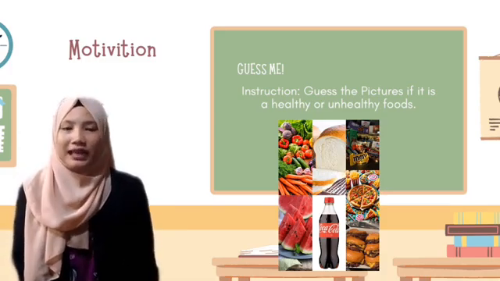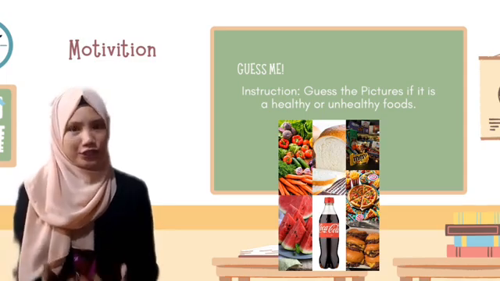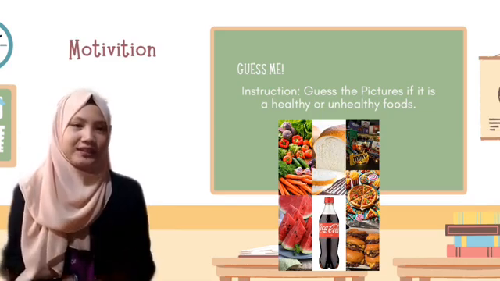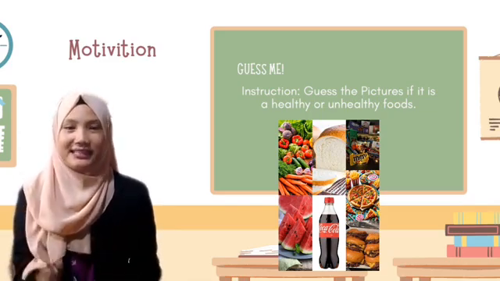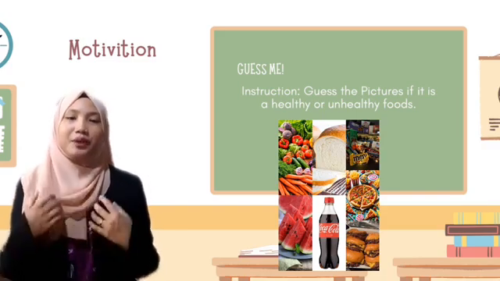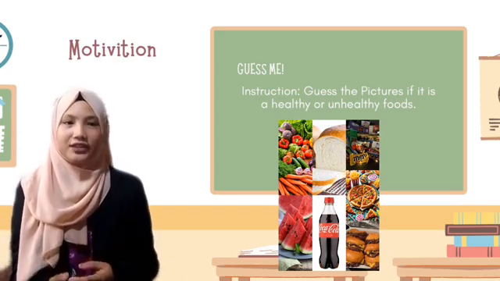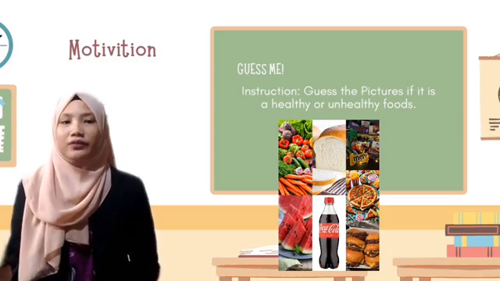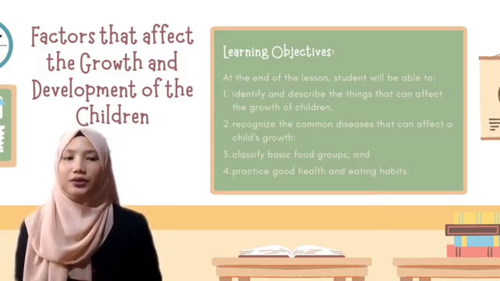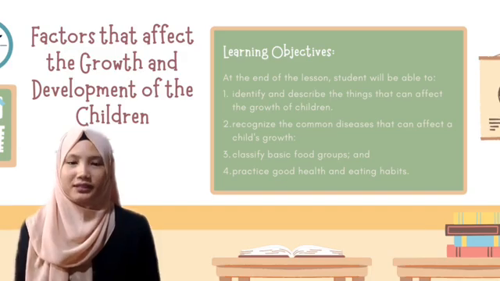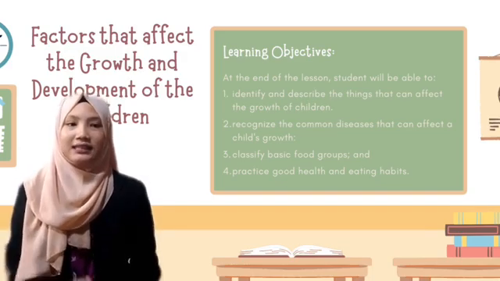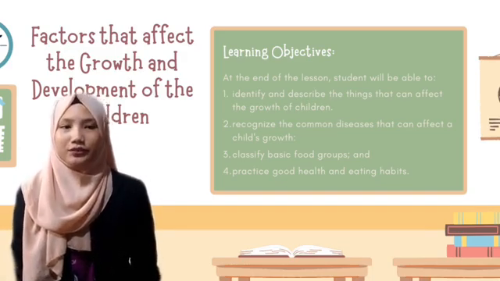Okay, so class, what do you notice about these pictures? Yes, these pictures is all about unhealthy and healthy foods. So this activity that we have is very much connected to our new lessons because in this lesson we will discuss about the factors that affect the growth and development of children. So okay, before we proceed to our discussion, let us read our learning objectives.